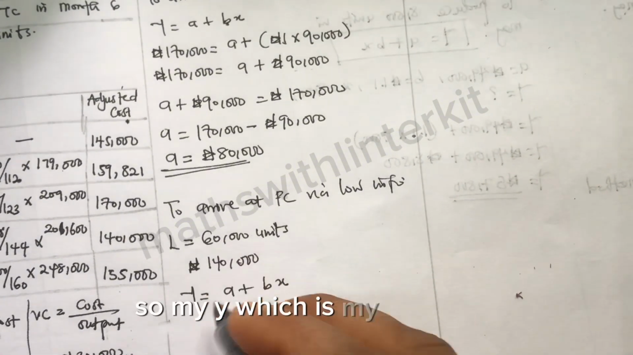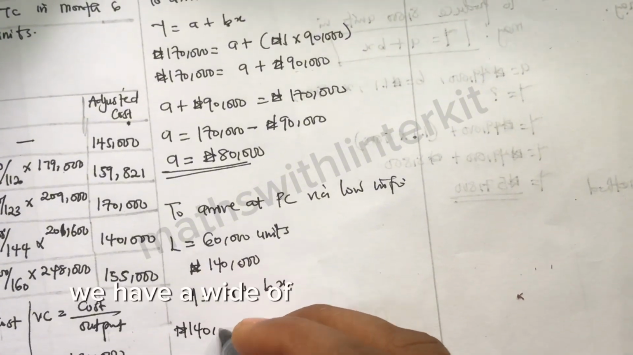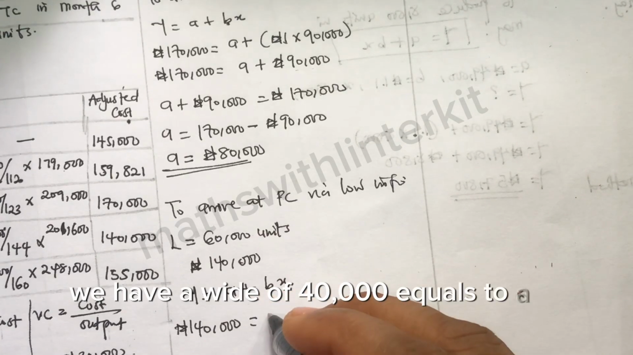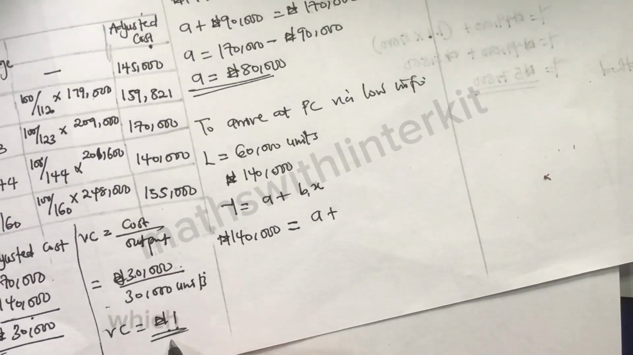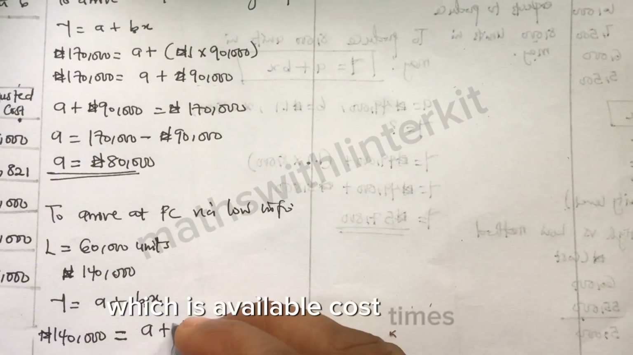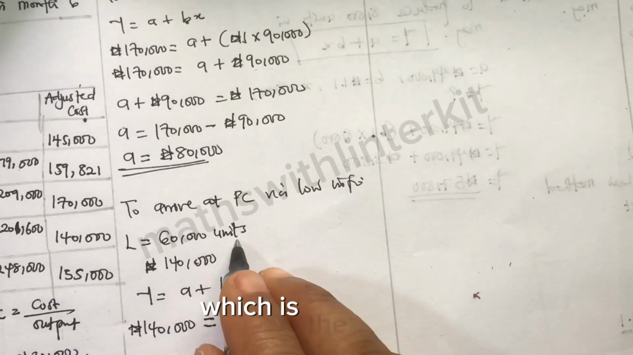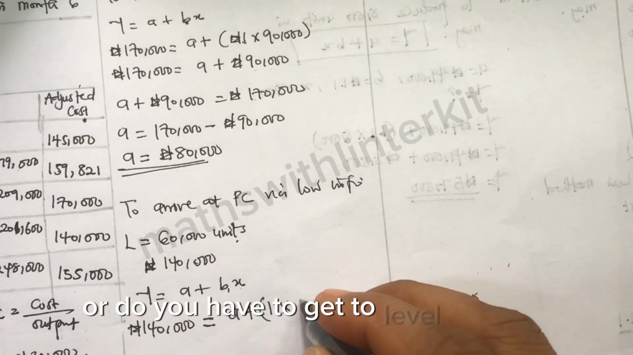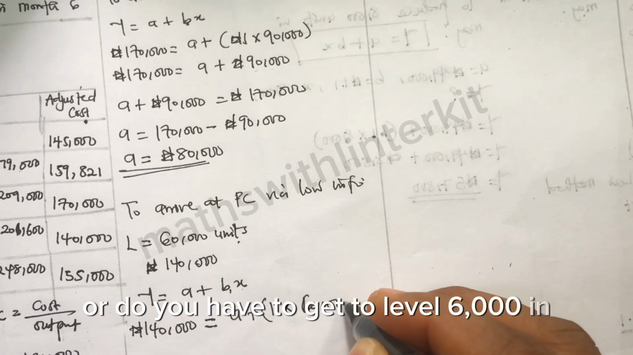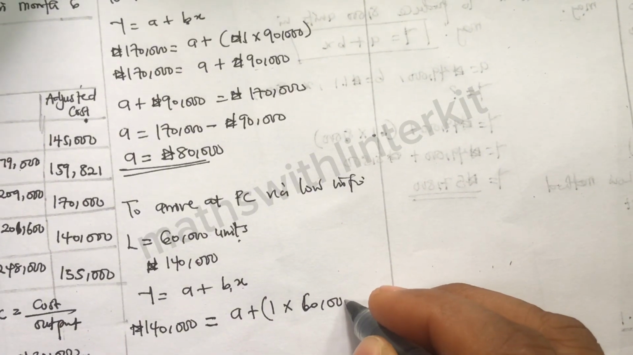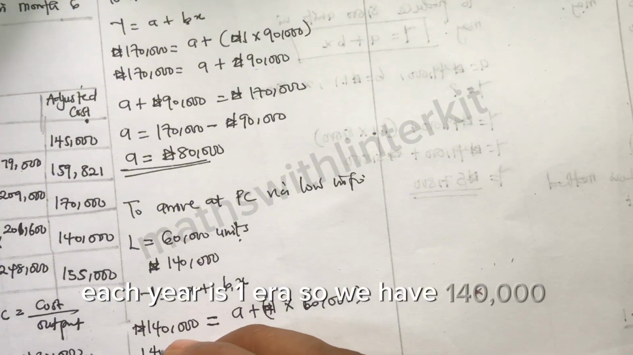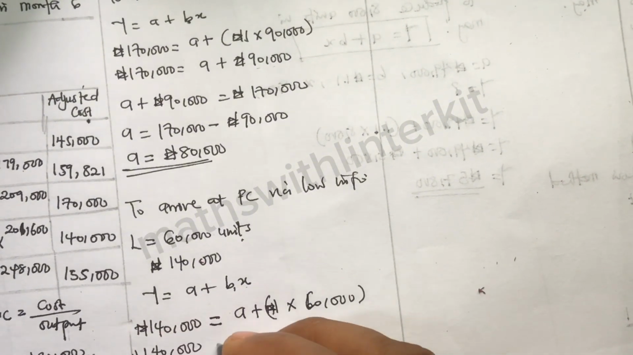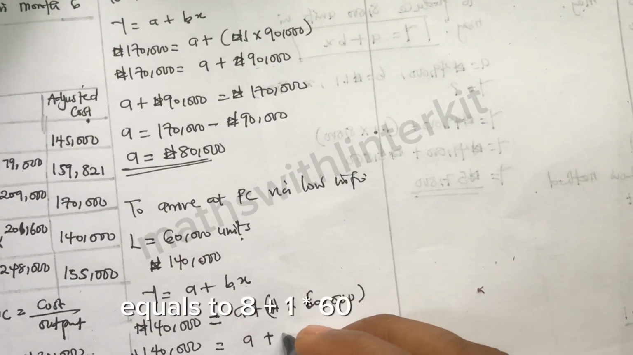So my y, which is my total cost, we have 140,000 equals a, which is the fixed cost, plus b, which is already 1 naira, the variable cost, times your x, which is the output or the activity level. That's 60,000 units here. This is 1 naira. So we have 140,000 naira equals a plus 1 times 60,000 naira.